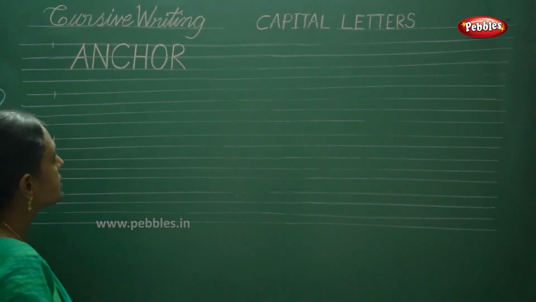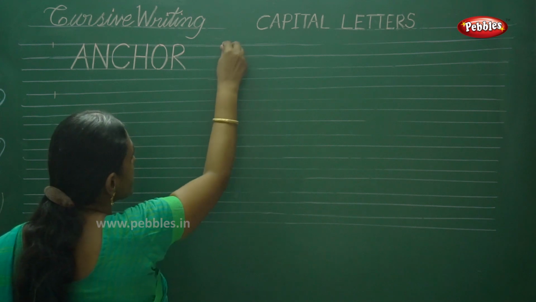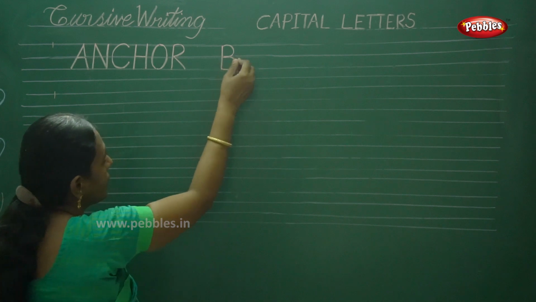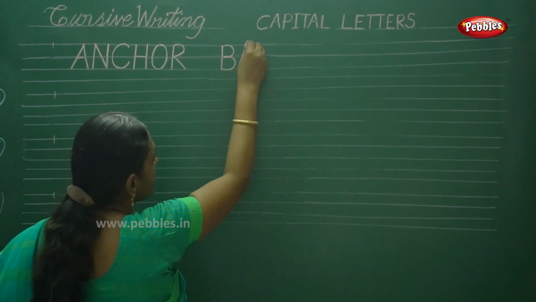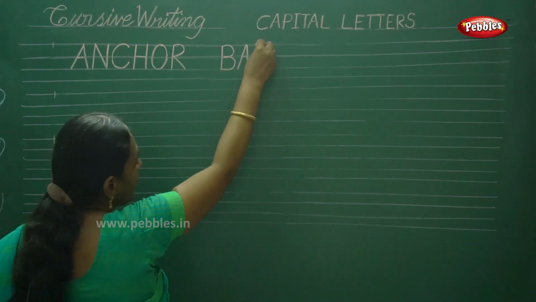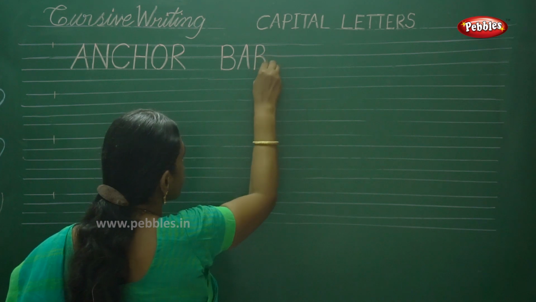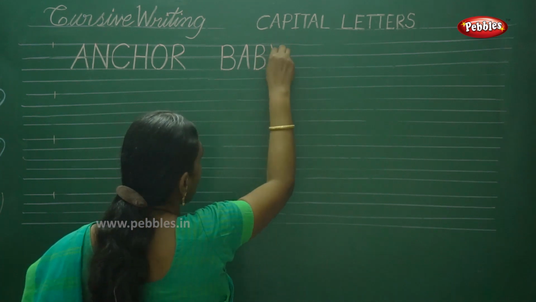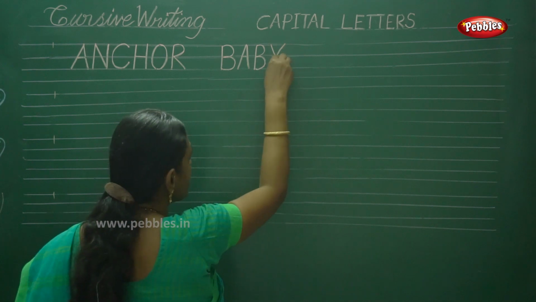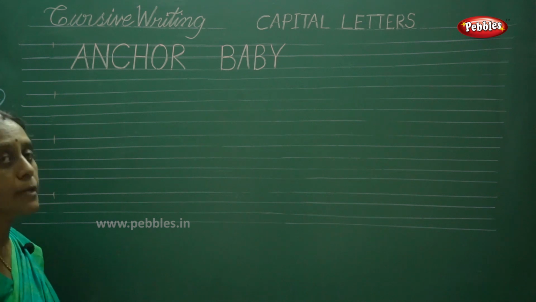Okay, next is B, as in baby. B has a straight line and two right curves, then A, then B again, two right curves, and that is Y. Another way of Y: first draw V and join one short straight line. Anchor and baby.